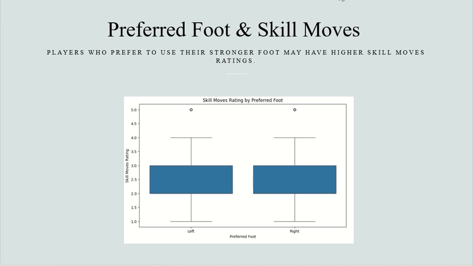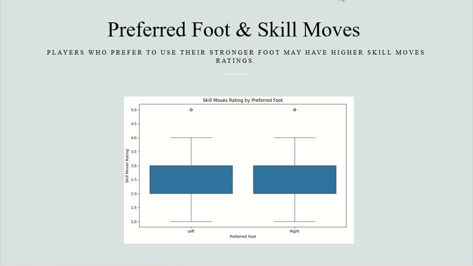The box plot was chosen as the appropriate visualization format since it effectively summarizes and displays the distribution of a quantitative variable across various categories. It represents important statistical measures such as median, interquartile range, and outliers in a concise manner, which makes it suitable for comparing distributions. The y-axis has skill moves rating while the x-axis has preferred foot groups. This design enables easy comparisons between the two groups along the horizontal x-axis.